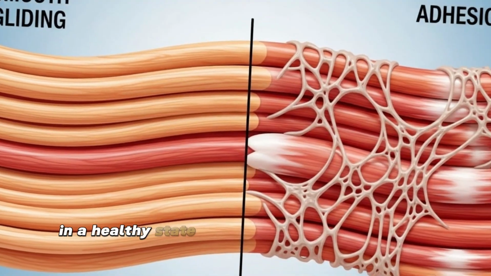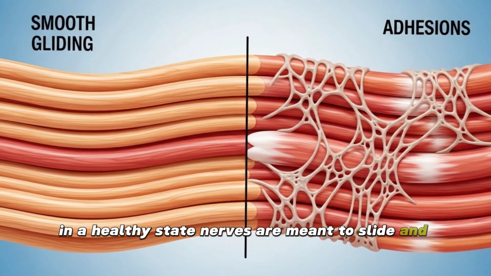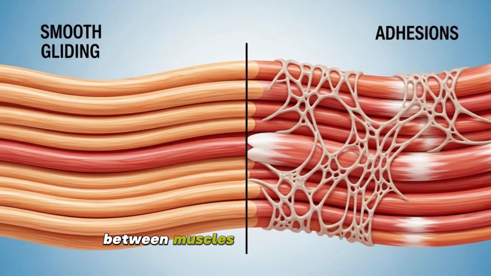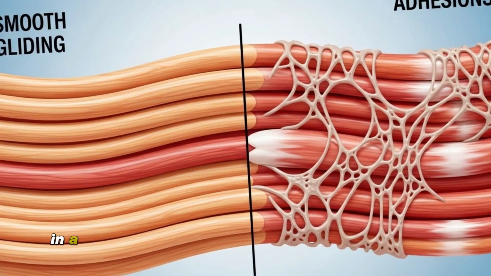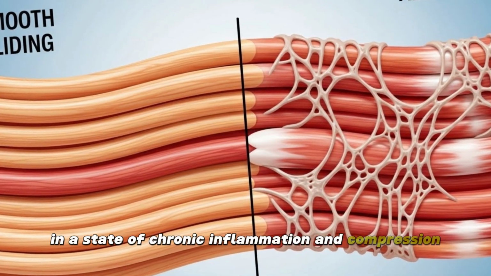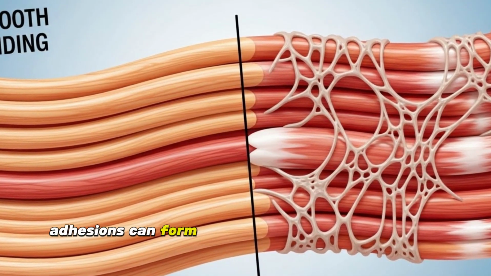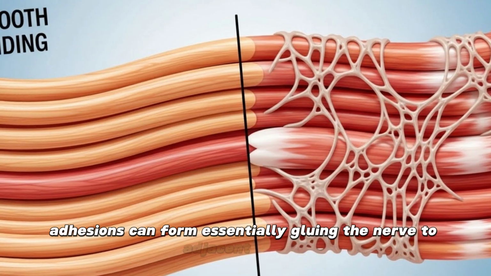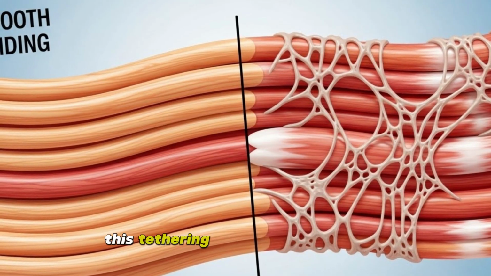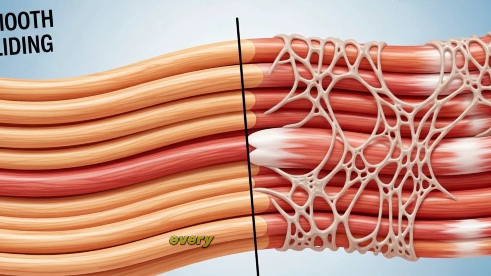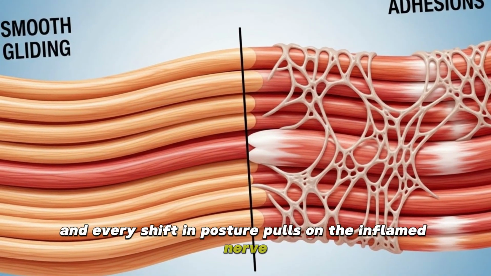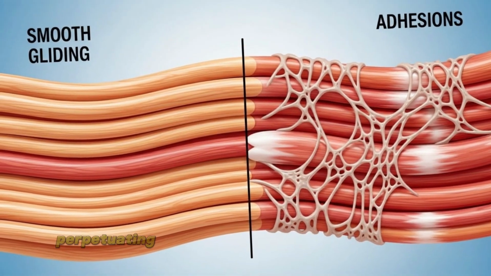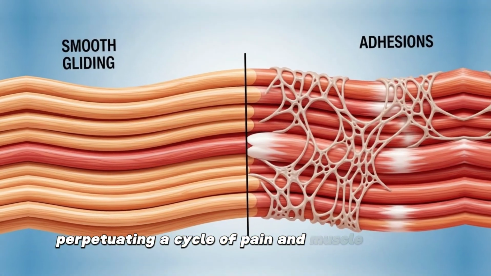In a healthy state, nerves are meant to slide and glide effortlessly between muscles and fascial sheaths as the body moves. However, in a state of chronic inflammation and compression, adhesions can form, essentially gluing the nerve to adjacent tissues. This tethering means that every step, every forward bend, and every shift in posture pulls on the inflamed nerve rather than allowing it to glide, perpetuating a cycle of pain and muscle guarding.